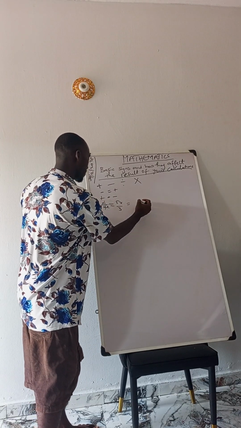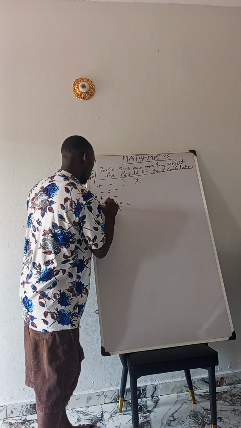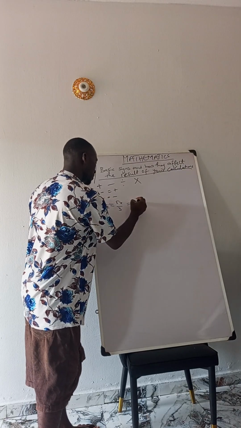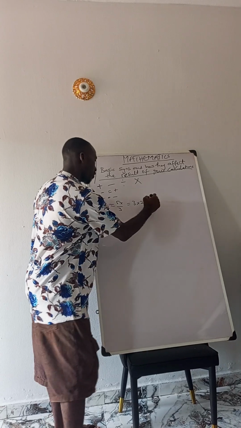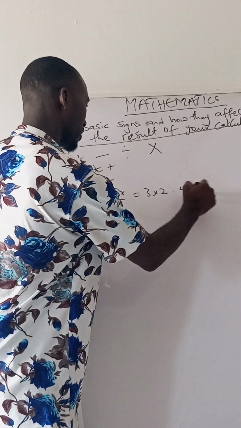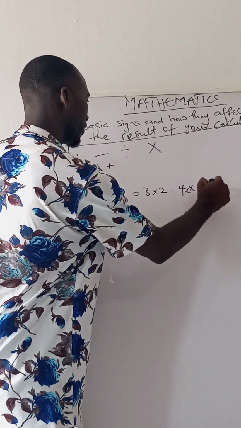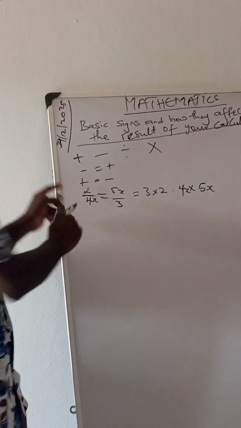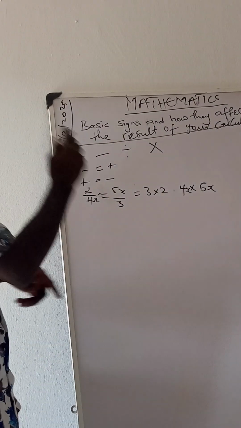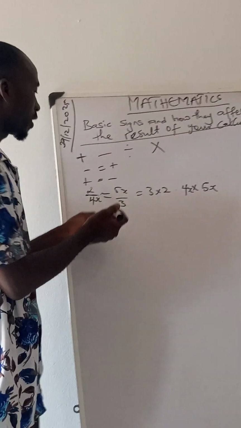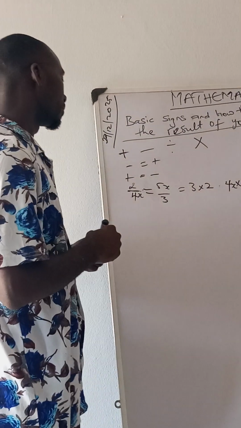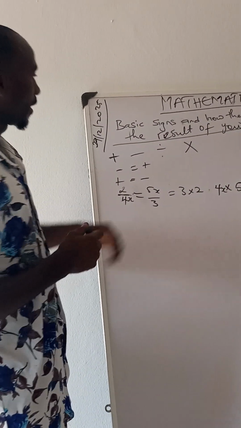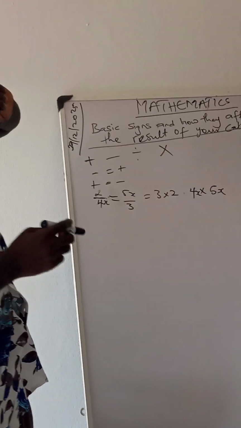This result will become, if this comes here, it becomes 3 times 2, while this one will give you 4x times 5x. Division sign crosses, it changes to multiplication sign. When the multiplication sign crosses, it changes to a division sign. These are signs that need to be known.